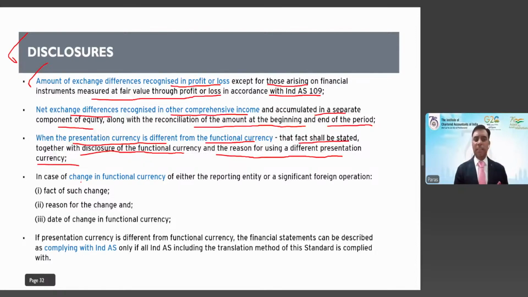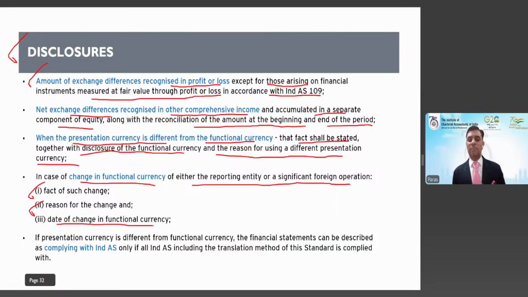Further, they are saying in case of change in the functional currency of either the reporting entity or a significant foreign operation, you need to disclose the facts of the change, the reason for the change, and the date of change in the functional currency. Why is the date important? Because you are going to account for this transaction on a prospective basis, right? And hence the standard is asking specifically that you need to disclose from which date you have considered a different functional currency, right?